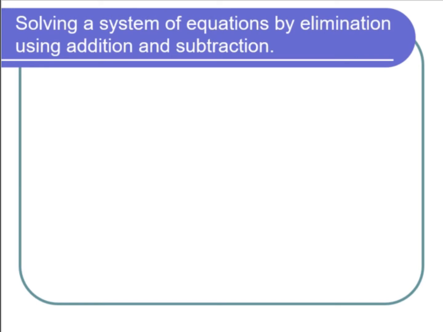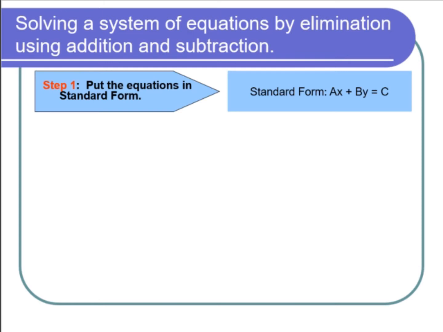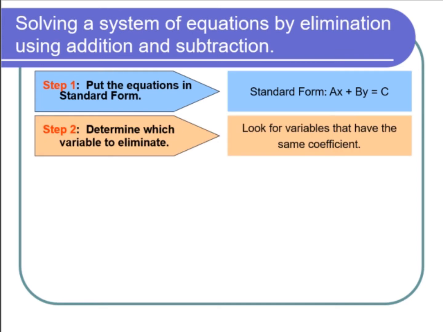Solving a system of equations by elimination using addition and subtraction, we follow the following steps. First, we put the equations in standard form, following the formula ax plus by is equal to c. Second step is to determine which variable to eliminate. First, we look for variables that have the same coefficient.